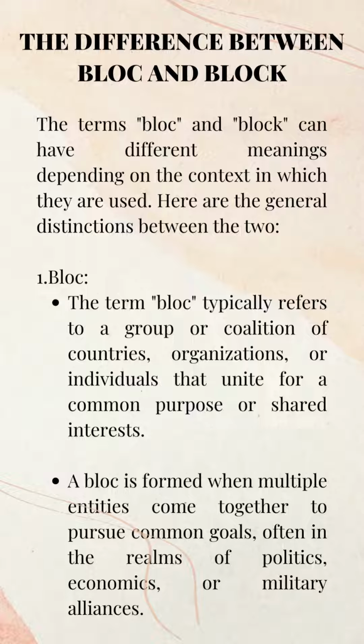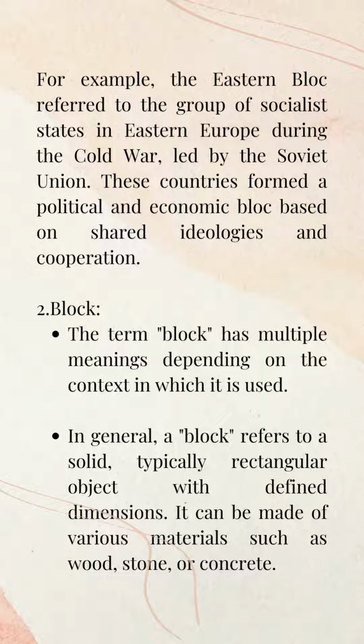Bloc. The term bloc typically refers to a group or coalition of countries, organizations, or individuals that unite for a common purpose or shared interests. A bloc is formed when multiple entities come together to pursue common goals, often in the realms of politics, economics, or military alliances. For example, the Eastern Bloc referred to the group of socialist states in Eastern Europe during the Cold War, led by the Soviet Union. These countries formed a political and economic bloc based on shared ideologies and cooperation.